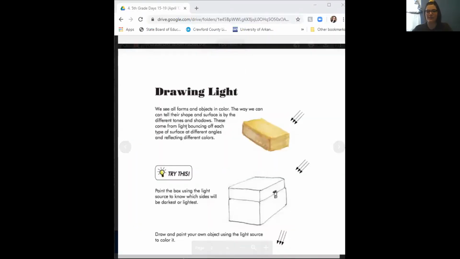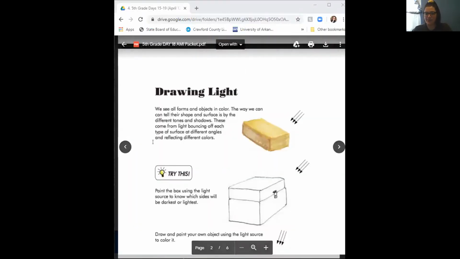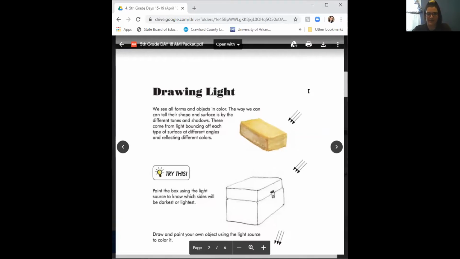Okay, and then after you've chosen an option for writing and done that, then you move on to science. So science today, they give you a worksheet, and it looks a little different. So we'll go over it together. I'll share it with you guys. Okay, so today for science, it gives you this worksheet called Drawing Light.